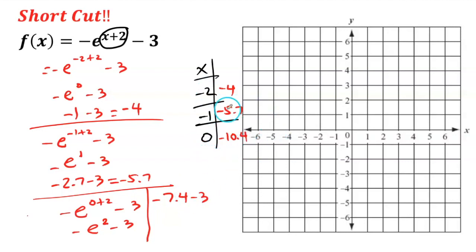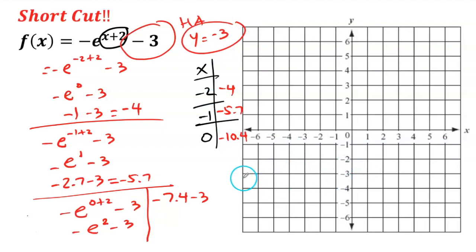Plot these values. Remember, what's my horizontal asymptote? Y equals -3. You gotta graph that one. -2, -4. Oh, this is gonna be underneath. Excellent. -1, -5.7. 0 is -10.4. It's all the way down here, right? So that means my graph comes from here. Smooth curve.